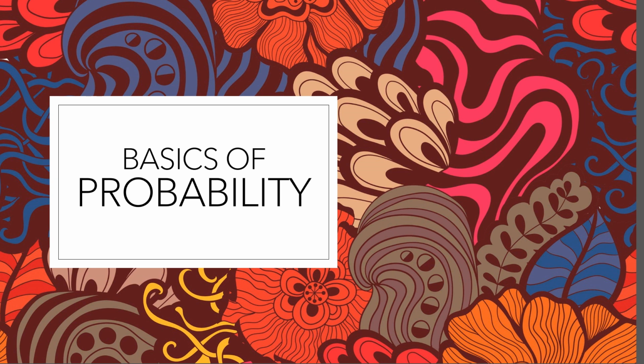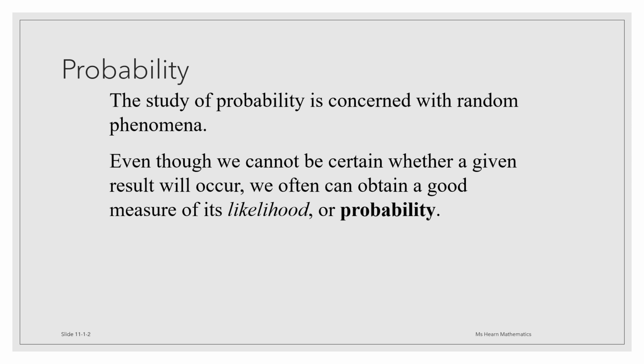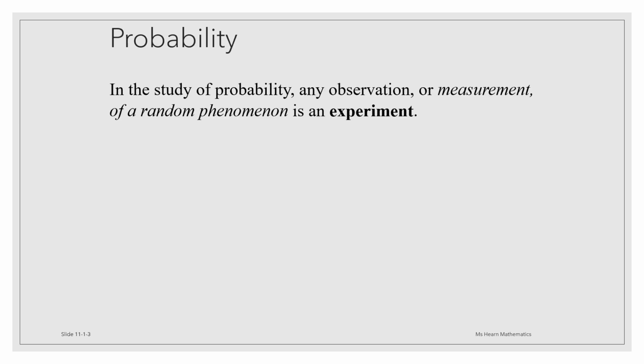In this video, we're going to talk about the basics of probability. So probability is concerned with random phenomenon. It's a way of measuring the likelihood of an event occurring. In probability, any observation or measurement of a random phenomenon is considered an experiment. So it's not necessarily an experiment like you do in the laboratory.